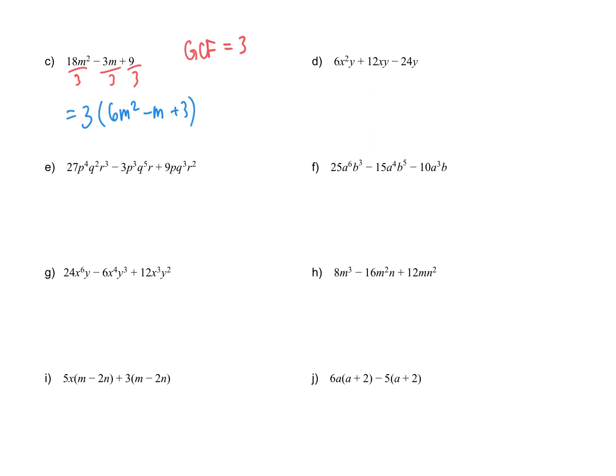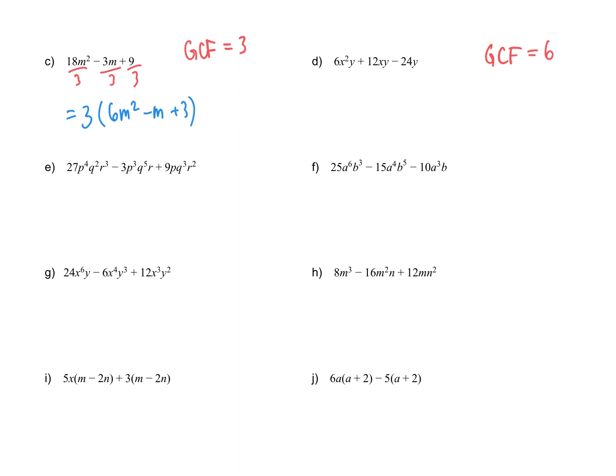All right, for the next few, I have added more variables for us. So we just have to take a closer look at what that common factor might be in terms of the variables. So for D, if I look at the coefficients, 6, 12, and 24, this is where I want you to be careful. You might look at this and be like, oh, 2 is a common factor. It is, but it's not the greatest because you can divide each of those coefficients by more than just 2. And in fact, our common factor is 6, the greatest.